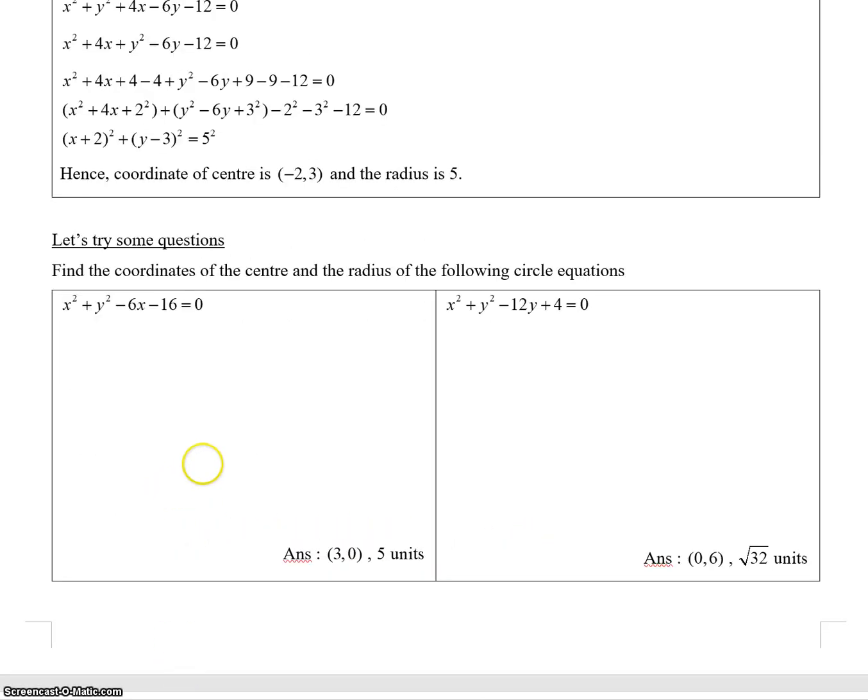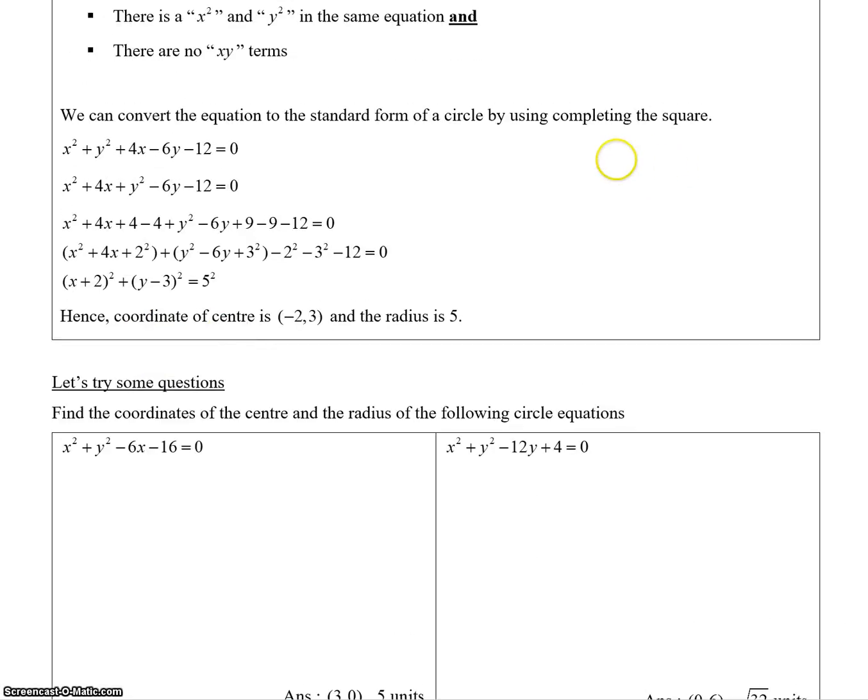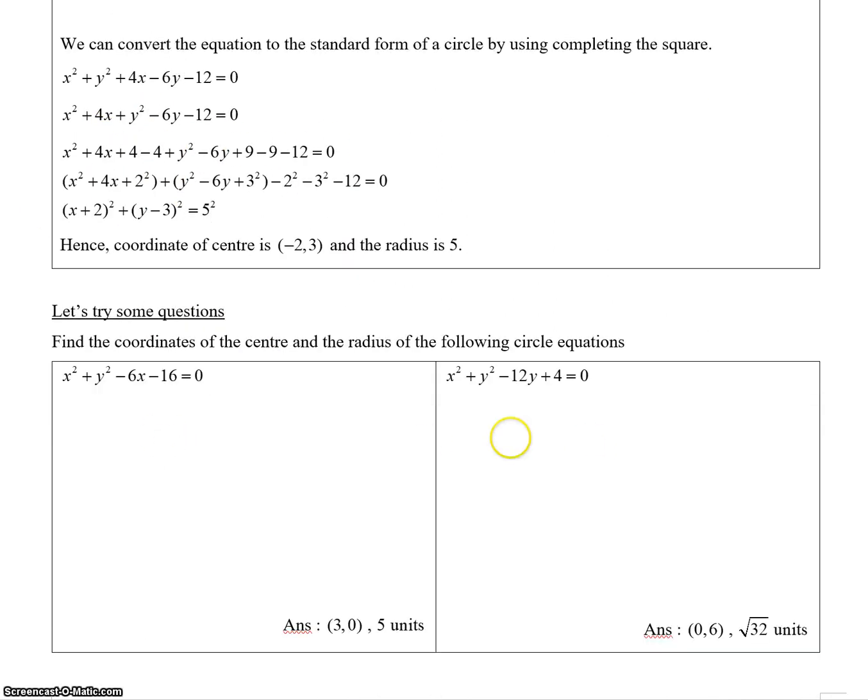So let's try some questions. I have this equation and this equation. You can tell that both of them are circle equations. What you need to do is find the center and the radius. To do this, you need to express these two equations in standard form, and you can do it by completing the square, as I did in the example. You can give these two a try. You can pause the video and try it.